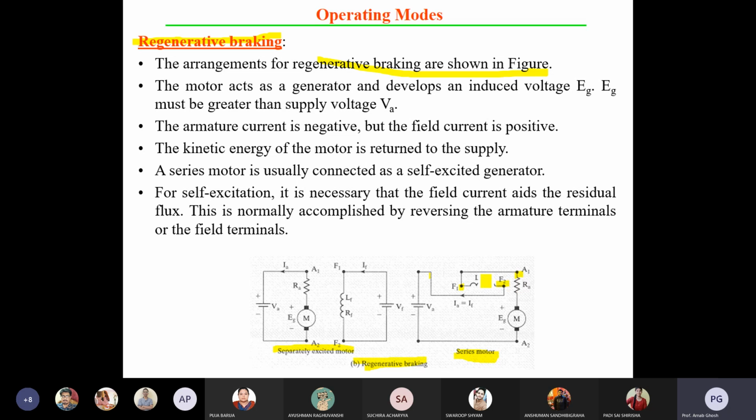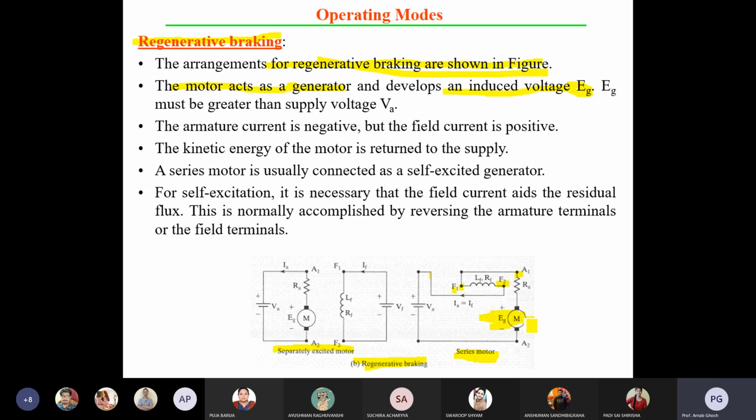So otherwise, in the first case the current is flowing from F1 to F2. And in the second case, for the regenerative braking condition, you can see the current flowing in the same direction, F1 to F2. The arrangement for the regenerative braking is given in the figure. The motor acts as a generator and develops an induced voltage, that is EG. You can see the generated voltage, EG, and it's your motor.